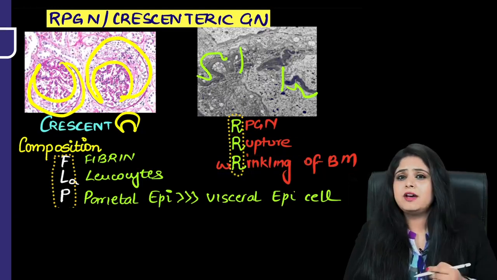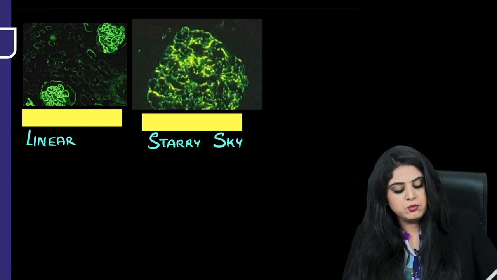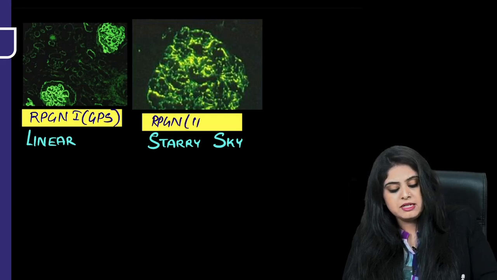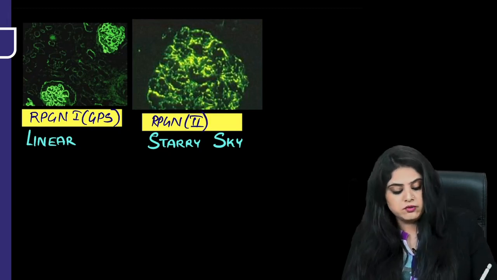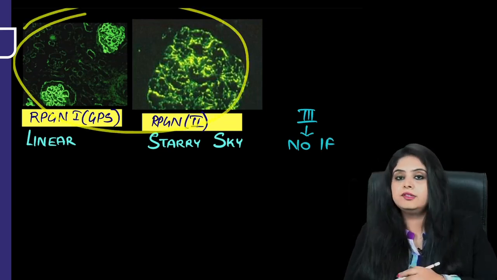Now, how many types of RPGN do we have? We have 3 types of RPGN, isn't it? RPGN type 1, which we also know as the Goodpasture syndrome. And then we have RPGN type 2. But I have only shown you pictures of 1 and 2. Why? Because RPGN type 3 bhi hota hai, but that shows you no immunofluorescence. There is no deposit in it. Immunofluorescence only of 1 and 2 is important.